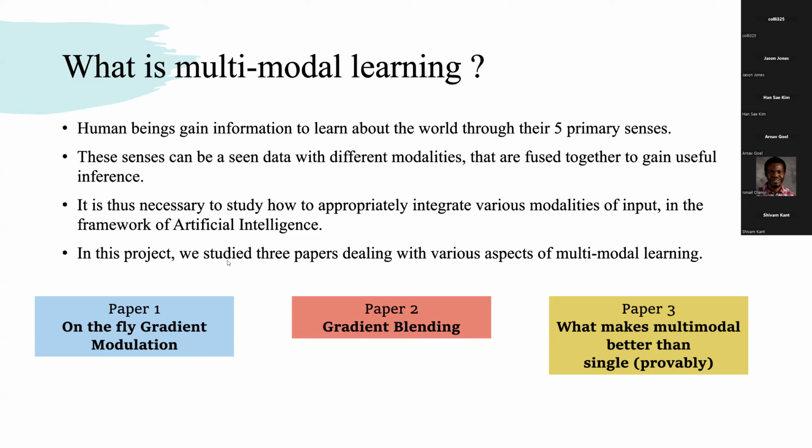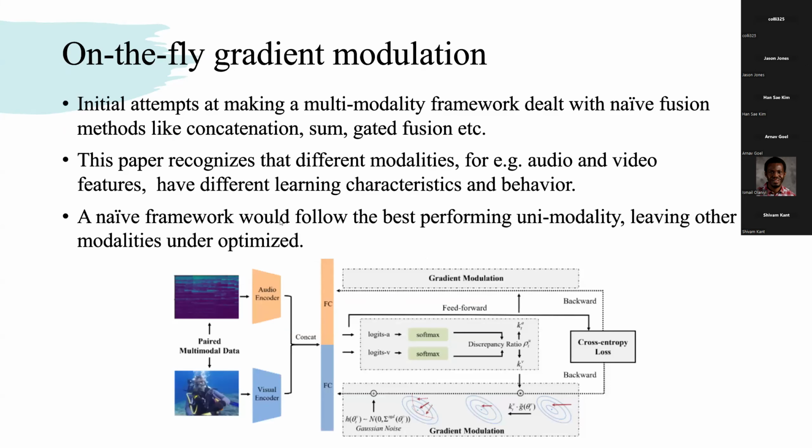In this project, I studied 3 papers which dealt with various aspects of multimodal learning, and then I implemented paper 1, which was on-the-fly gradient modulation. The paper was about how initial attempts at making multimodal frameworks dealt with naive fusions like concatenation, sum, or gated fusion. They took different modalities and just concatenated them together, or added the various features that they got, or performed some kind of gated fusion.